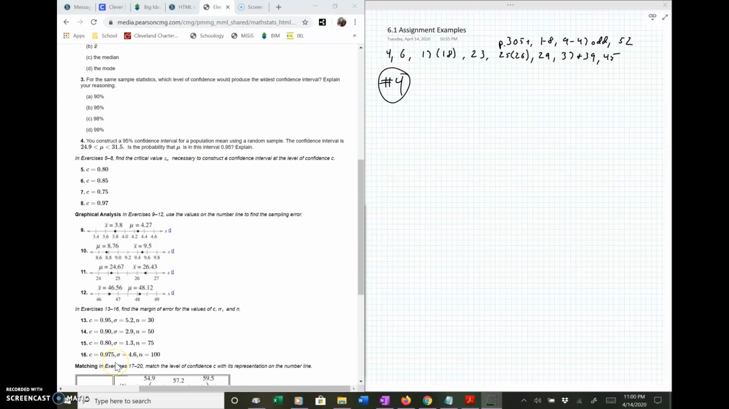10 minutes on 6.1, confidence intervals for the population mean. Use your pause button. I'm going to move quick here. Number 4, key question.